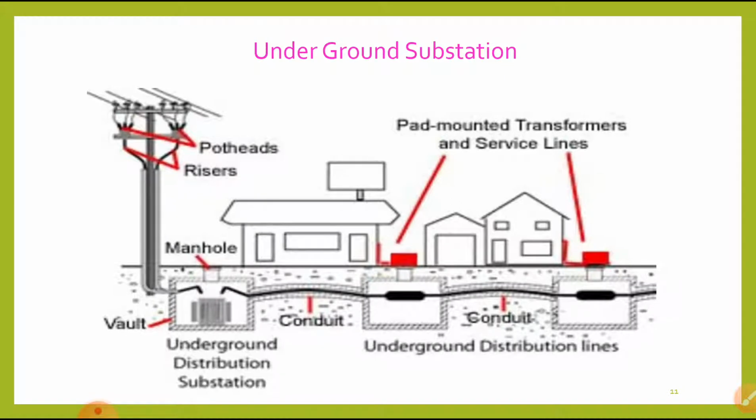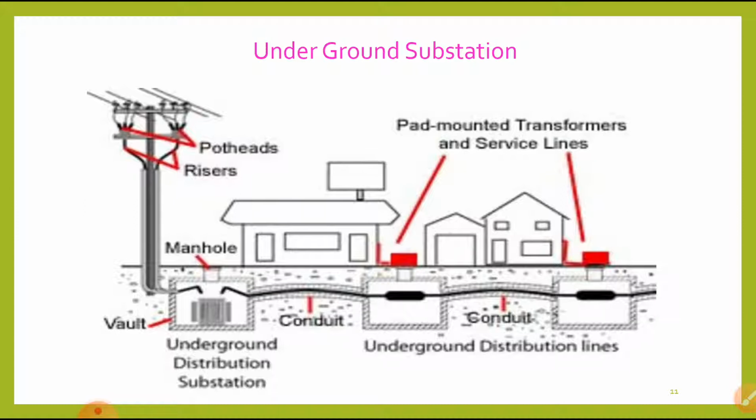Here there are poles, houses, and below the houses you can see the underground distribution substation, and cables are provided here. Generally you can observe this type of underground substation in some industries and some private sectors. So these are the classifications of substations based on purpose and location, which we have seen.